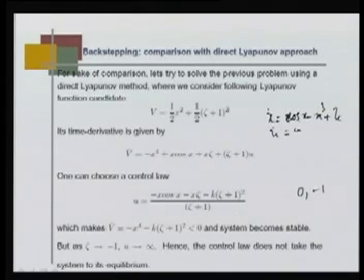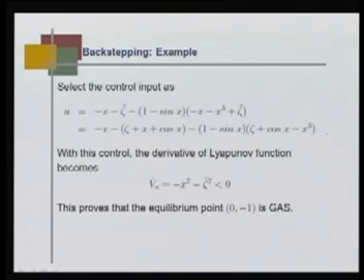So you see that by going directly, if I assume a global Lyapunov function from the very beginning, designing the controller is very difficult, whereas we had a very nice control law that guarantees stability here.